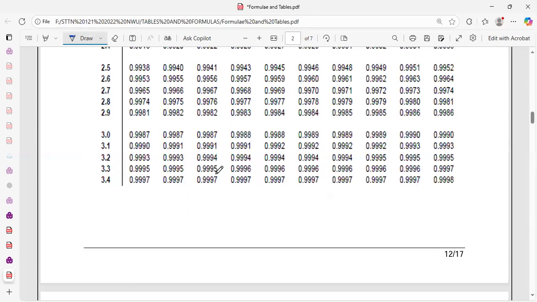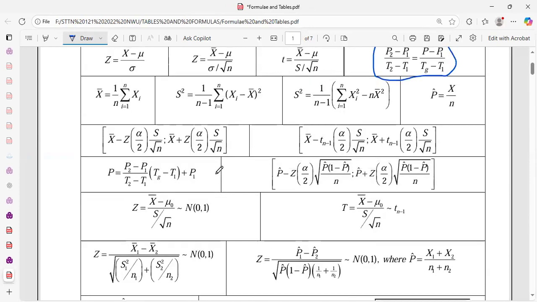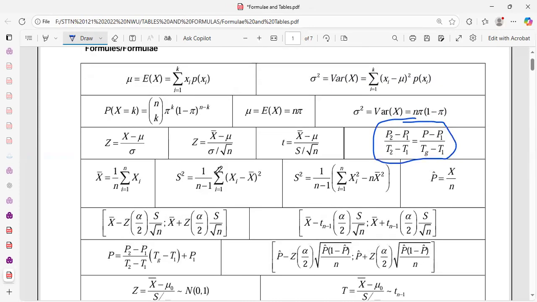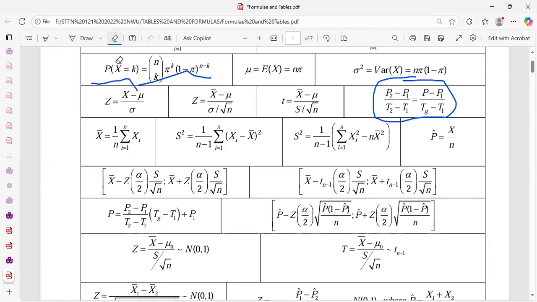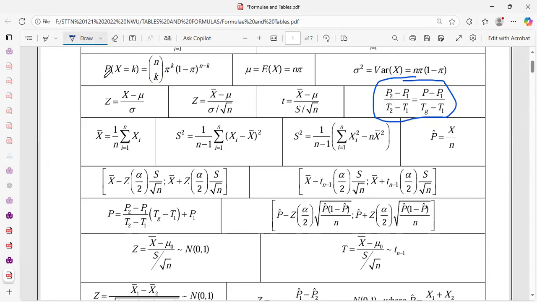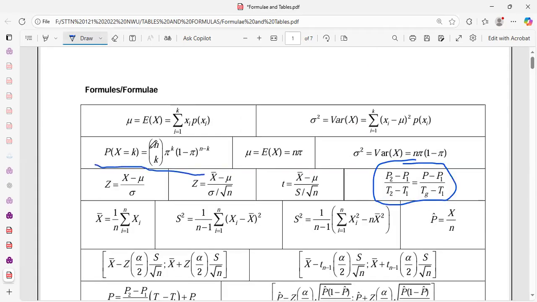This is the formula that you are going to use for the binomial distribution. There's another formula that I know, but I will advise you to use this one because it's there on the formula sheet.